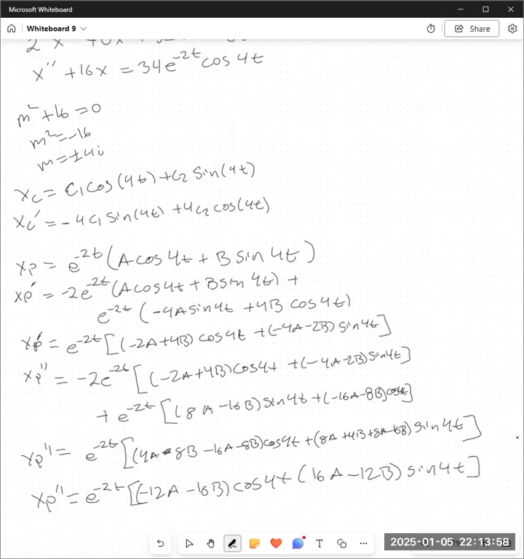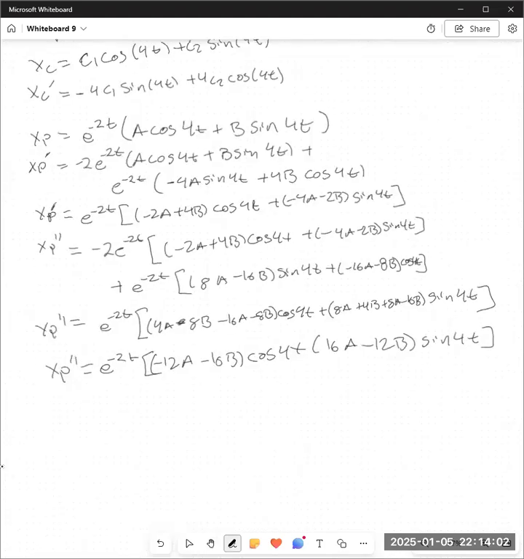Okay. So now we need, the equation was xp double prime plus 16xp needs to be equal to 34 e to the negative 2t cosine of 4t. So let's forget right now about the e to the negative 2t's. They're going to stay there.